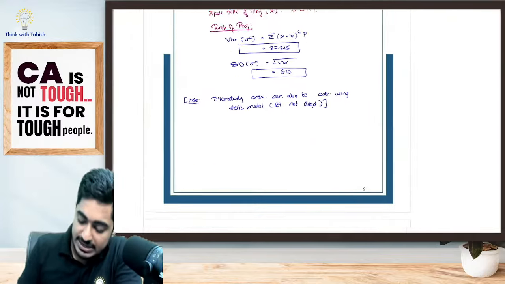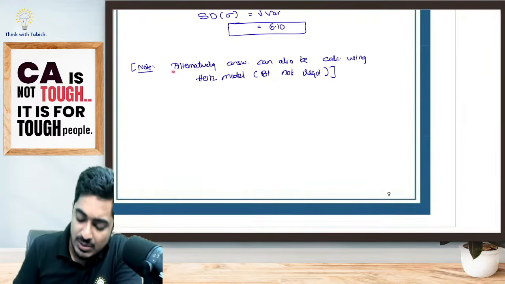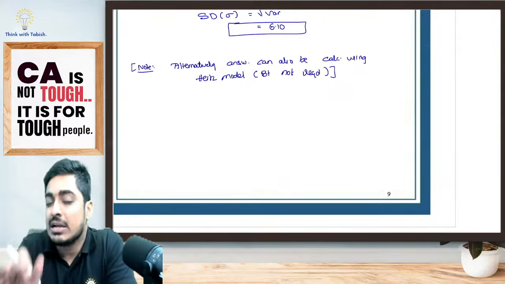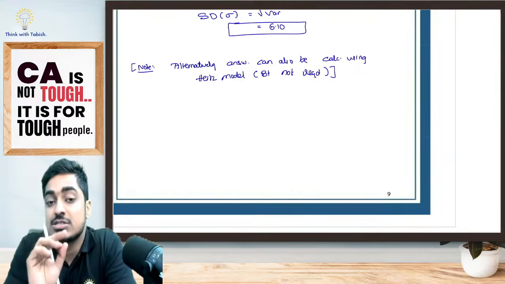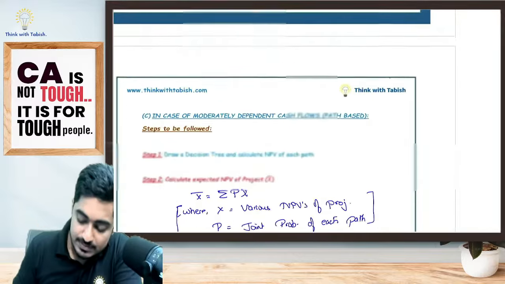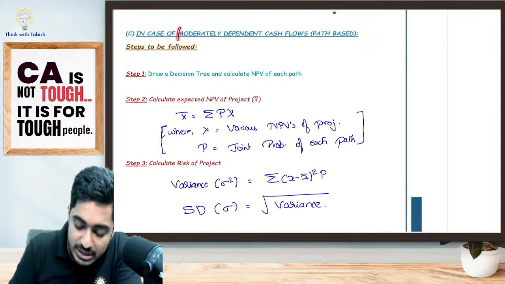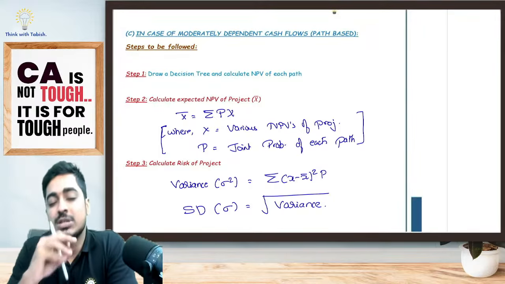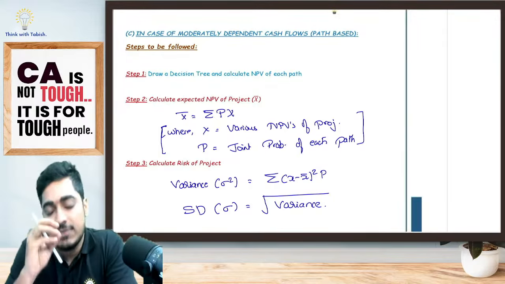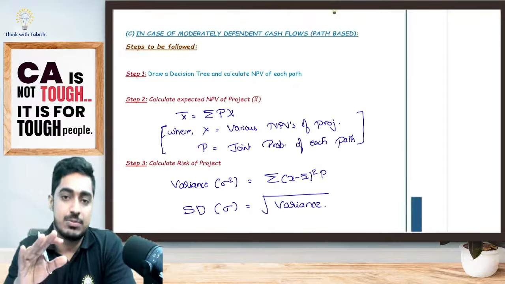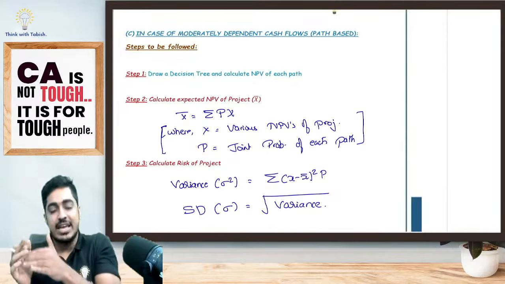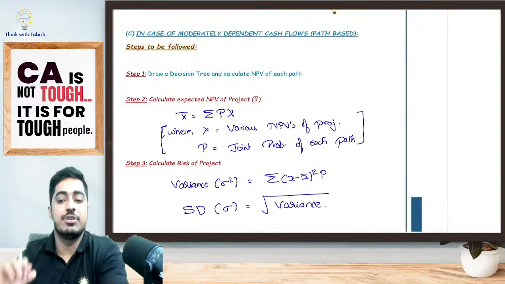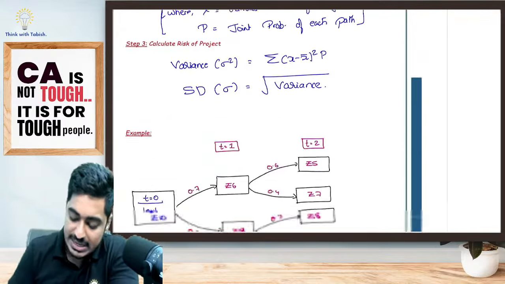We will go to the final situation. Alternatively, there is also something called the Hertz model, but that is not needed because we quickly get the answer in case of perfectly dependent cash flows. Third one is moderately dependent cash flows. For moderately dependent cash flow, there is no shortcut, no option. We have to go for the path based approach. That is, individually we will see how many paths can be there. Individually its joint probability I will calculate. Based on that, for every option I will do NPV and do my further calculation.